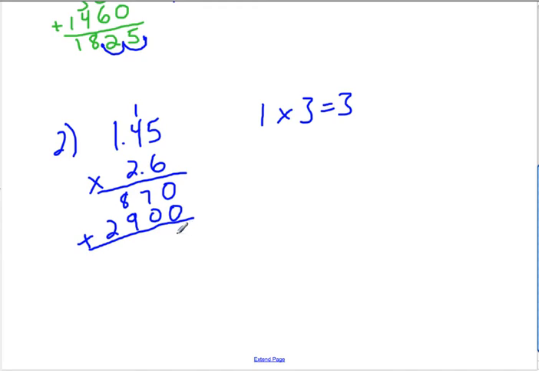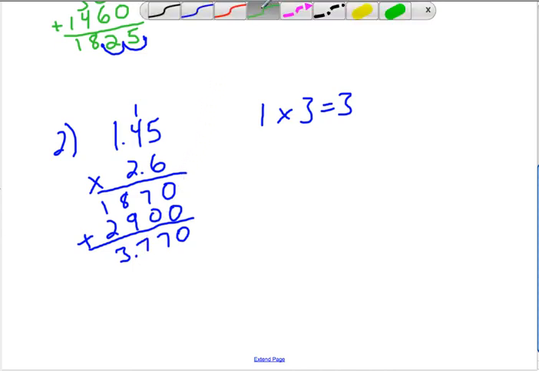So now we can finish the problem. So 0, 7, we have 17, and we have 3. So just using our estimation, we can assume that the decimal is going to go right here. But let's just double check using what we talked about earlier.